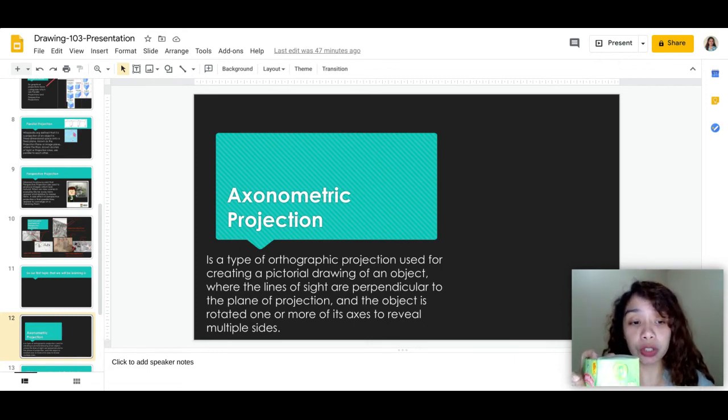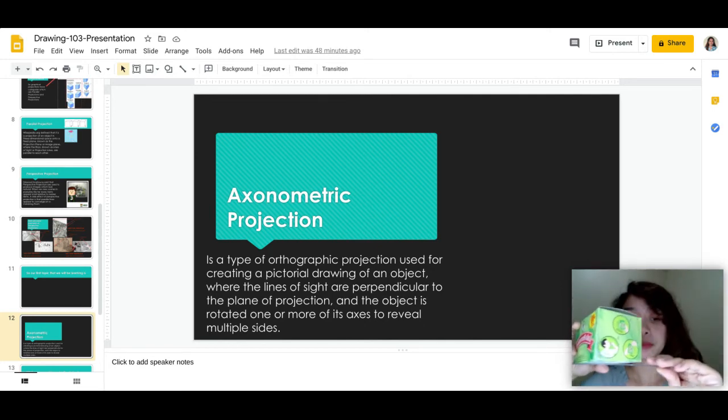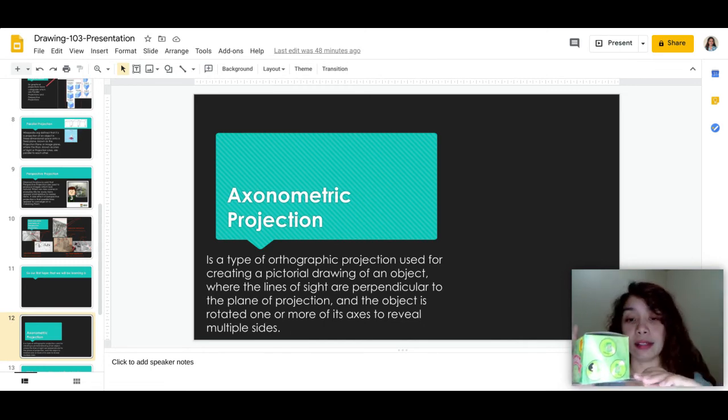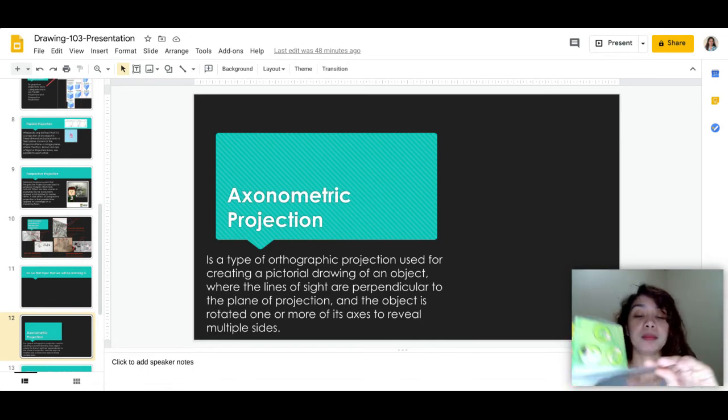If the plane of projection is here, repeat ko, if the plane of projection is here, ang makikita mo sa kanya ay yung dalawang sides niya dito and it's top. But if the plane of projection is here, ang makikita mo sa kanya is the bottom and the two sides. Okay?